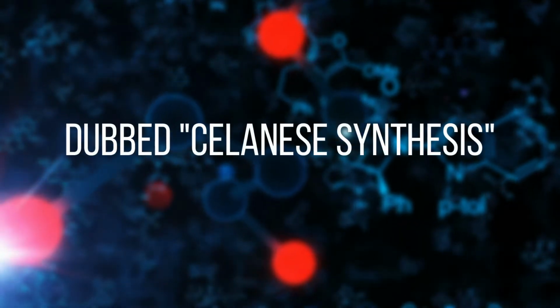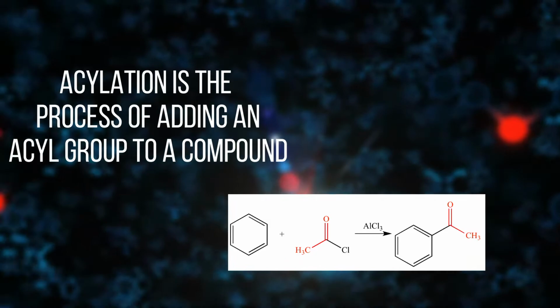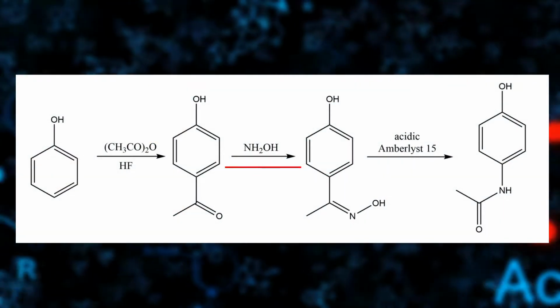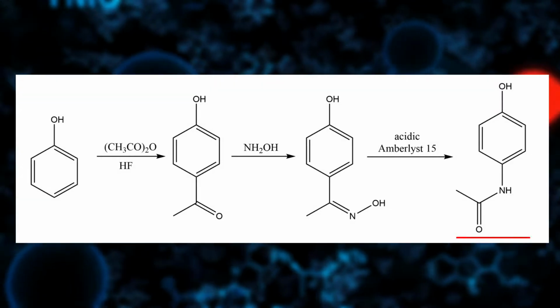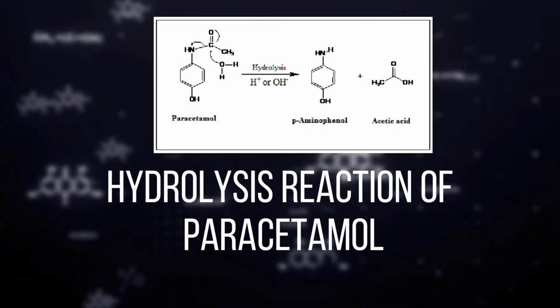The other method, created by the chemical company Celanese, is a series of reactions utilizing direct acylation of phenol, leading to a ketone group being added to the phenol. Then, with hydroxylamine, the ketone is converted to a ketoxime, and finally is acid catalyzed through the Beckmann rearrangement, thus forming paracetamol. An interesting thing to note is that paracetamol can undergo a hydrolysis reaction.